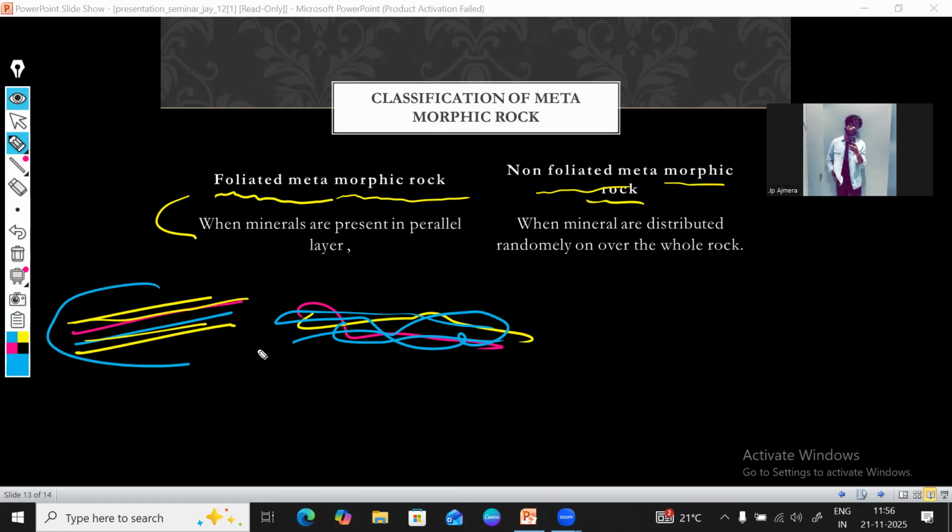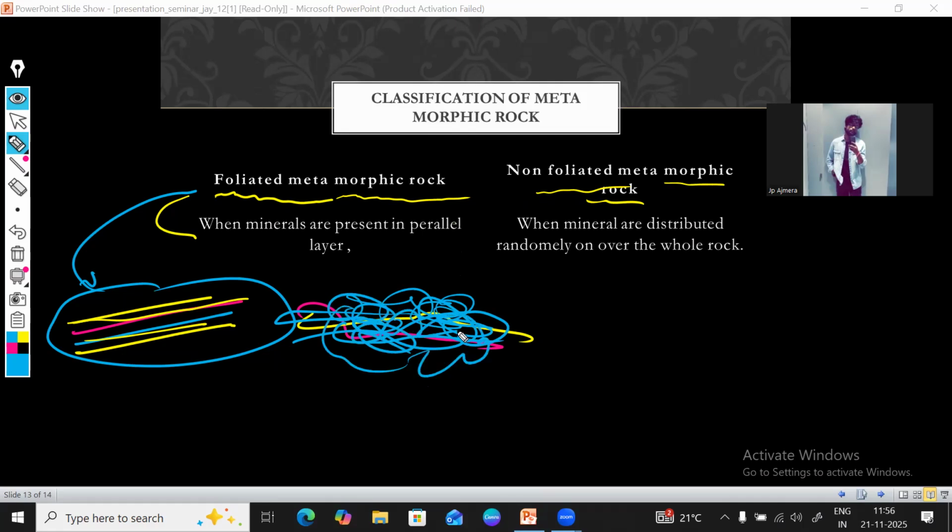This kind of metamorphic rock is known as foliated when minerals are present in parallel layers. They are not distributed randomly. When the minerals are distributed randomly, not in a fixed place, that particular metamorphic rock is known as a non-foliated metamorphic rock. I hope it's clear to you guys.